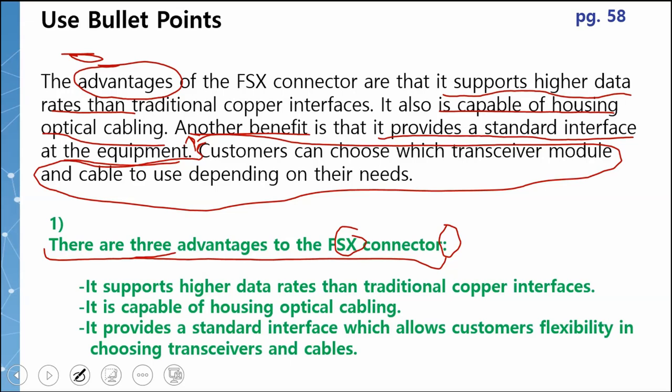Okay, so it supports higher data rates than traditional copper interfaces, period. It is capable of housing optical cabling, period. It provides a standard interface which allows customers flexibility in choosing transceivers and cables, right? So this last bullet point that you can see here combines all of this information, because that is the structure. Now, if you didn't do this, the reader has to put that together in his or her mind when they read the original sentence. And like I'm saying, bullet points are useful for you to give a mental picture to make it very clear to the reader what you're thinking, right? So that they don't have to decipher what you've written.